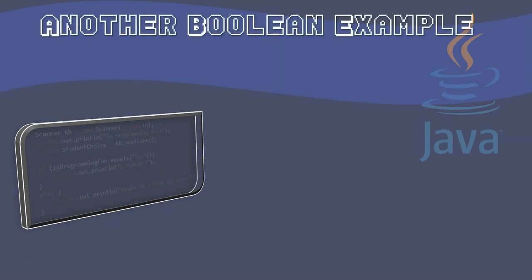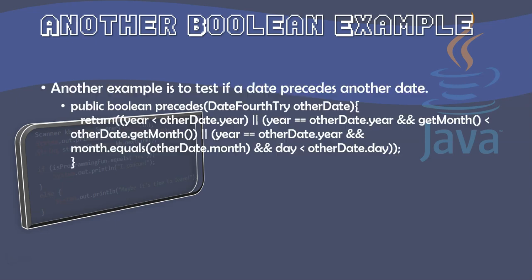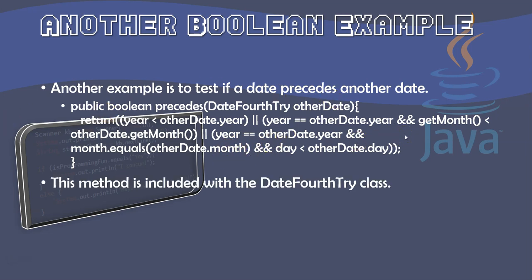Now let's give you another Boolean example just to make sure we have a good grasp on how this is working. Another example is to test if a date precedes another date. So for example, we say public boolean precedes, taking a Date fourth try otherDate. We can then return a statement. You notice this is a very long statement, because we're testing the year, we're testing the month, and we're of course also testing the day. So you can see there's a lot here that we have to do some comparison for. Now this method is included with our Date fourth try class, which we'll take a look at here in just a second.